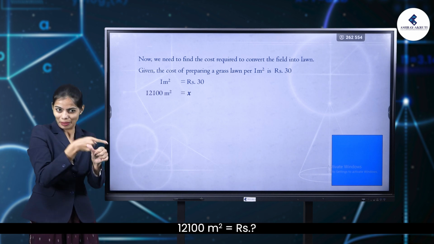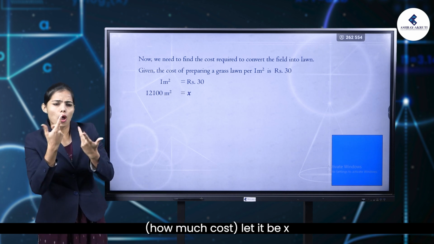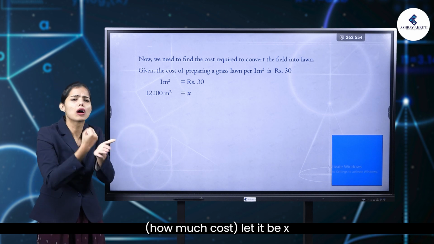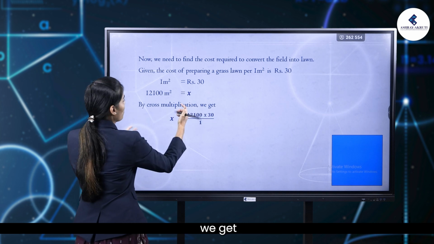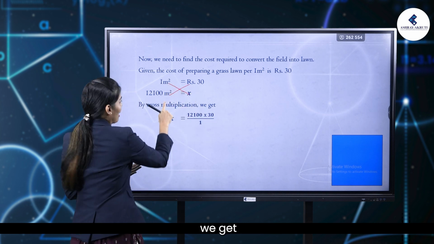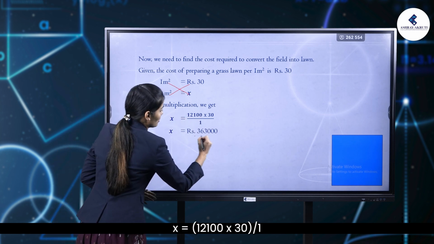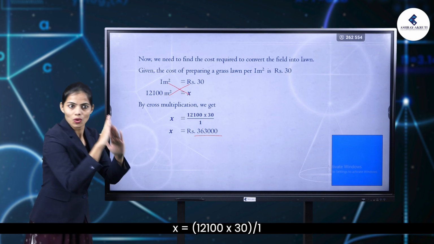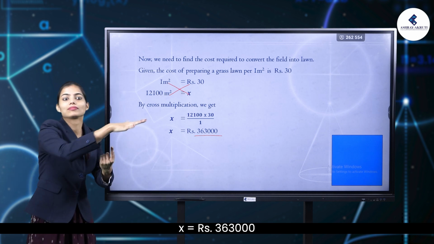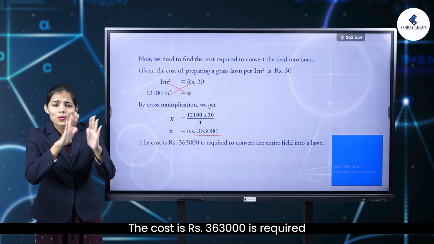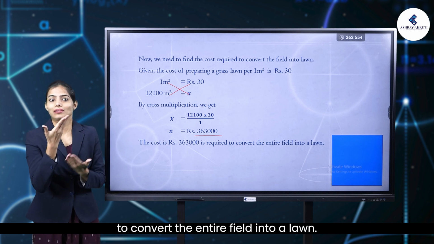1 meter square is equal to rupees 30. 12,100 meters square is equal to rupees. How much cost? Let it be X. By cross multiplication, we get X is equal to 12,100 into 30 by 1. X is equal to rupees 3,63,000. The cost is rupees 3,63,000 is required to convert the entire field into a lawn.